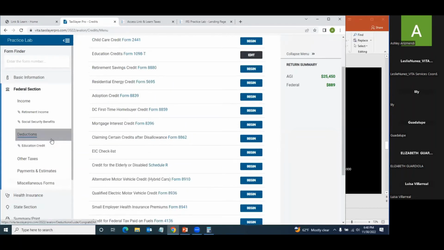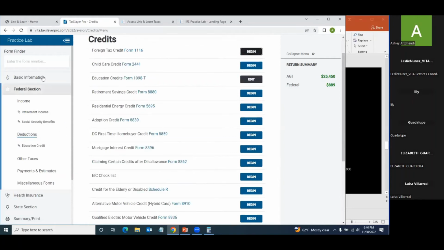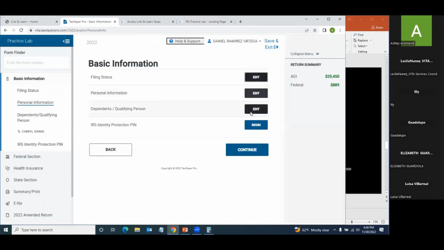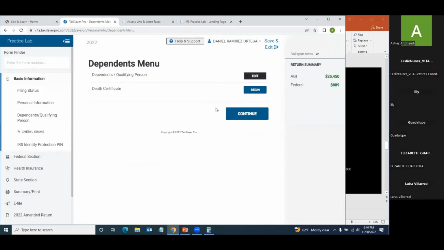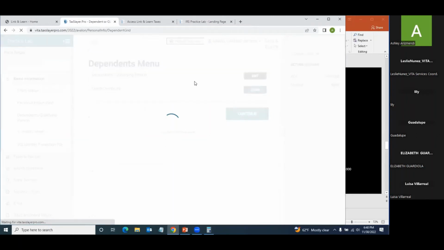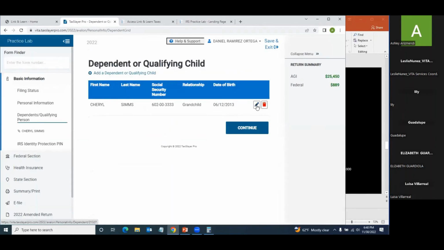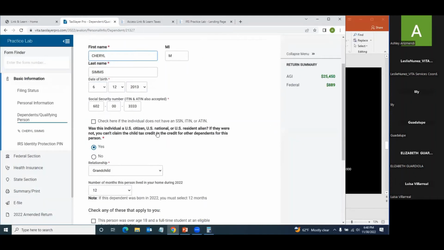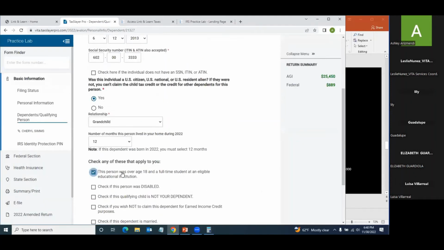Ashley, can you show them that it will make a change if you were to click on the box that she's 18 and goes to college? Because right now it didn't change. Okay, yeah. So for dependents, we'd go back to the dependent menu, edit, and we would put that she is a person that was over 18 and a full-time student, just for this purpose, so that way the form could go through.